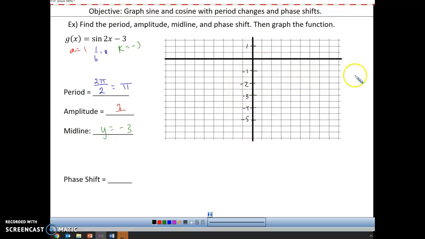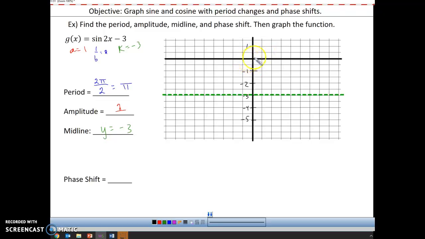Okay, and what I'm also going to do here, what I should have done in the last video, is plot my midline right away. So at negative 3. This is kind of the central line of your function, right? It should be symmetrical relative to this line. And the last thing I need to do is determine my scale. Since our period's pi, right?